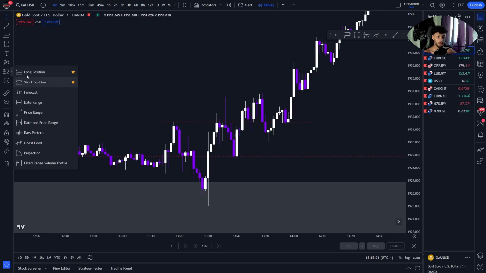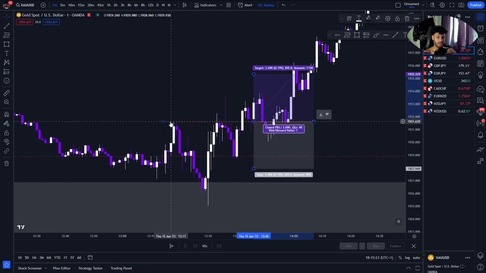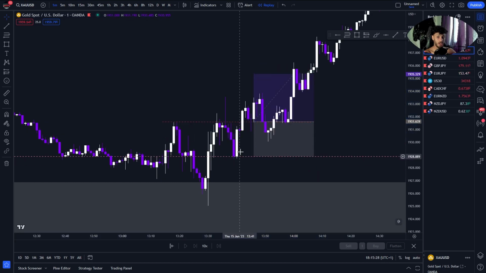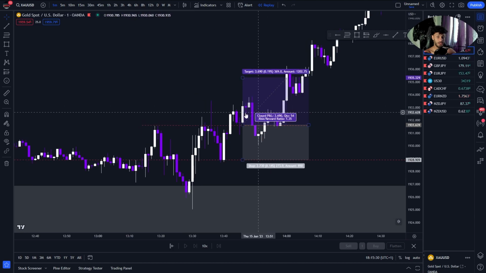So my setup will be simple. The entry will be this high. After the change of character, my entry will be right here, the retest of that high, and the stop loss below the most recent low. As you can see, just like so. We broke above it, we retested, and this is where I look to enter my trade.